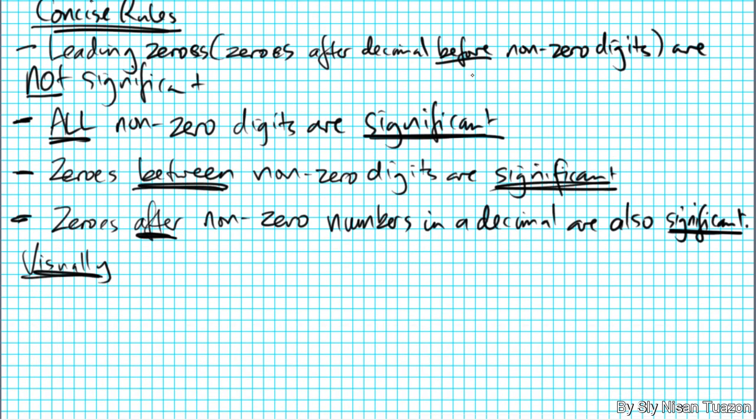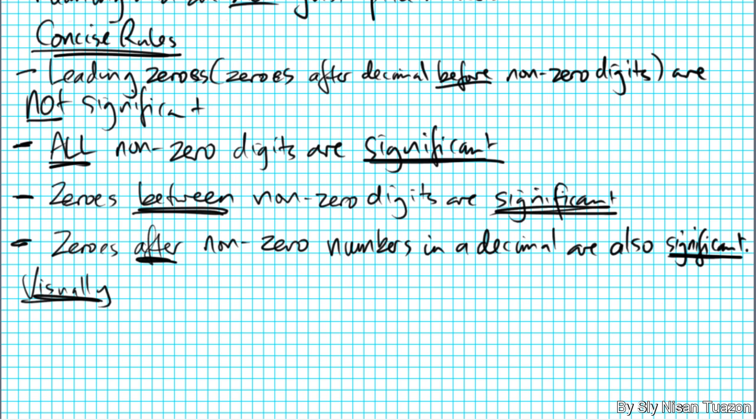If I could make the rules more concise and very clear, here they are. Leading zeros, so zeros that come after the decimal place but before any non-zero numbers. So let's say you had 0.0003. Those leading zeros are not significant. So the 000 before the 3 would not be significant. However, all non-zero digits are significant. All zeros that lie between non-zero digits are significant. And finally, zeros that come after non-zero numbers in the decimal are also significant.